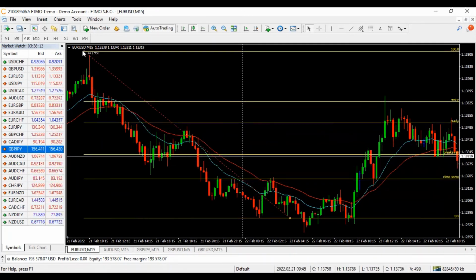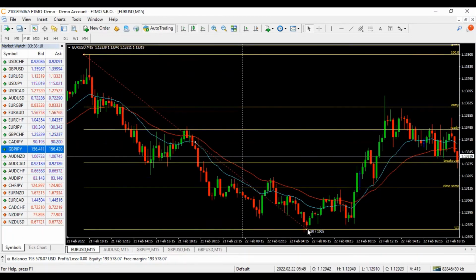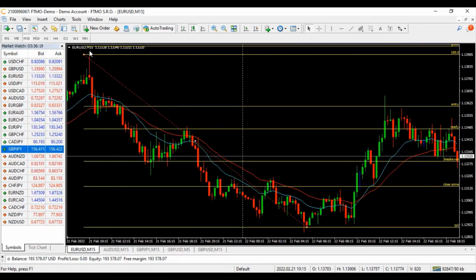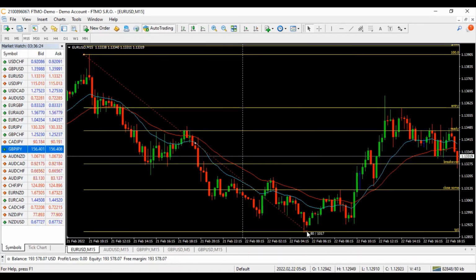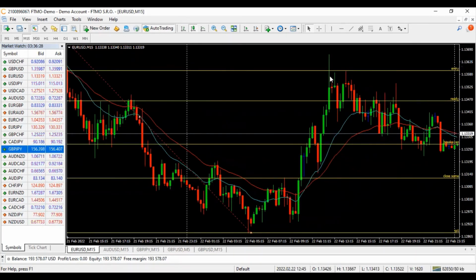Look at this, for instance. This is the big picture. You see, this is the low. This is for this big trade. This is the high, this is the low here. You see, this is our entry right here. This one is a big trade.